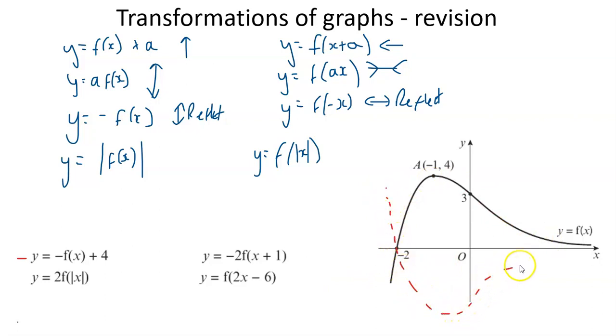Minus f of x plus 4. We always do BIDMAS when we do these. So f of x exists. Minus f of x is going to reflect it. I'm going to do it dotted because I've got the 4 to deal with. And then we've got to plus the 4, so it's going to shift the whole thing up by 4.